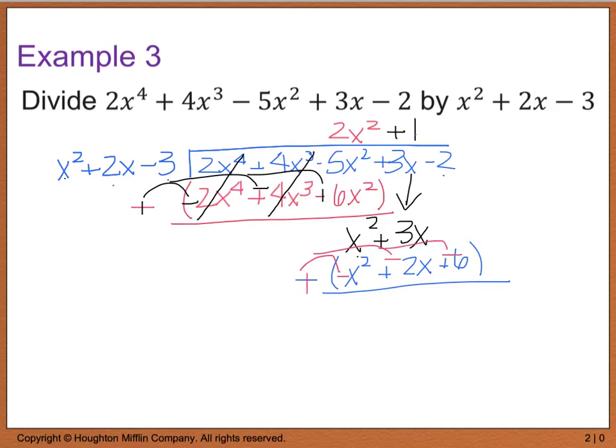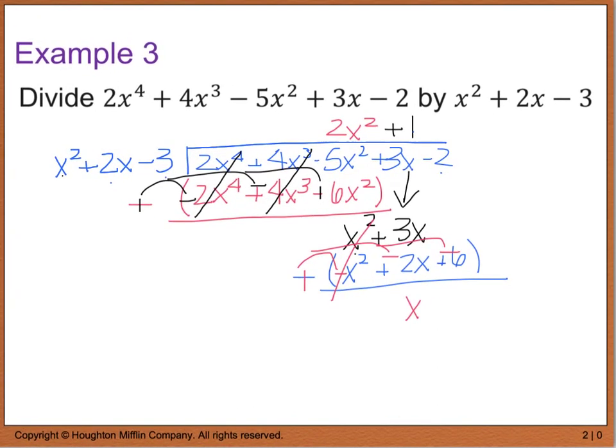change it to addition. X squareds are going to cancel. 3x plus a negative 2x is x. And I have a negative 6 plus a negative 2, which is going to give me minus 8. So this here would be my remainder. So I'm going to come up to the top and go plus x minus 8 divided by x squared plus 2x minus 3.